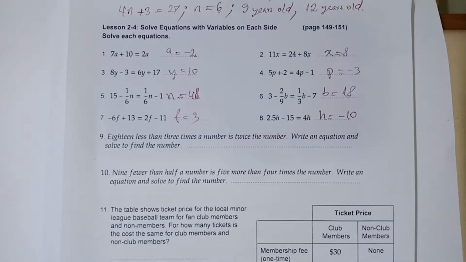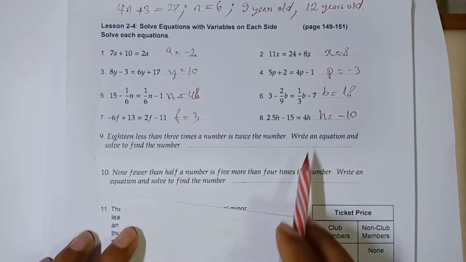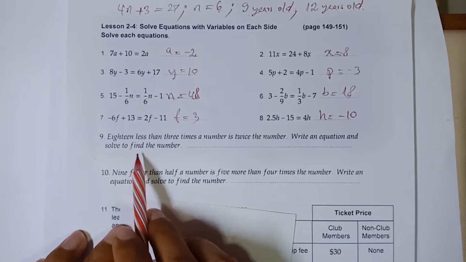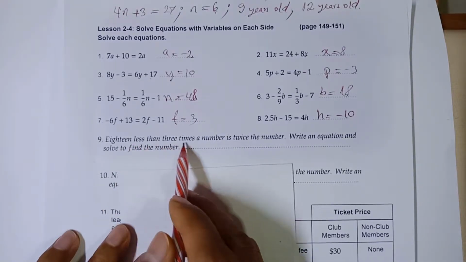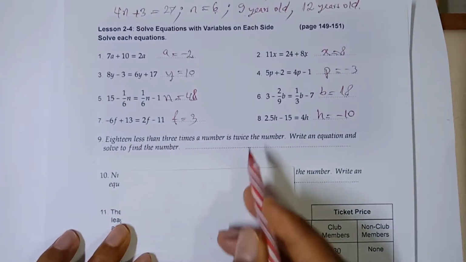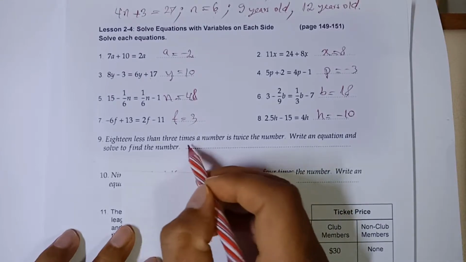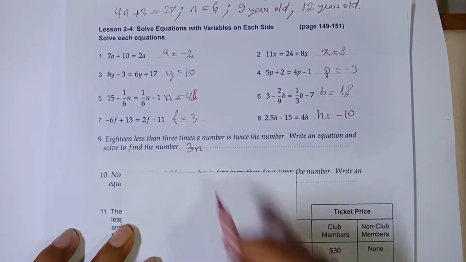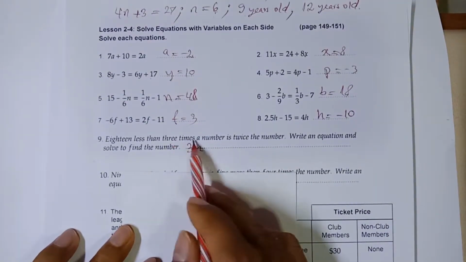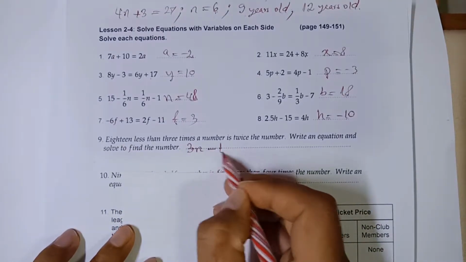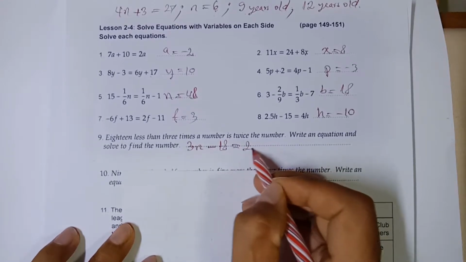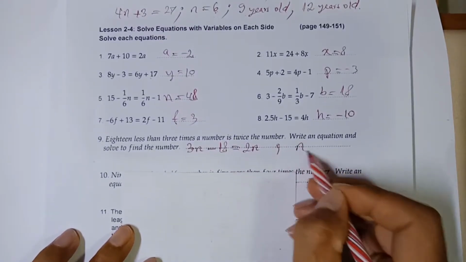And number 9, write an equation and solve to find the number. Okay, now 18 less than 3 times a number is twice the number. 18 less than 3 times, we have 3 times, and I say n is a number, so 3 times a number, 18 less than that is equal to twice a number, 2n. Now let's find n together.